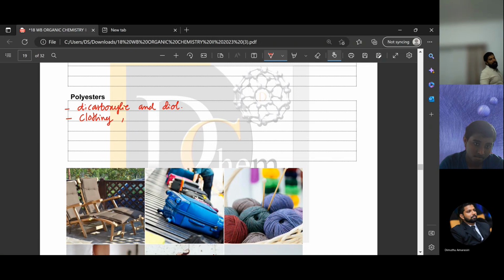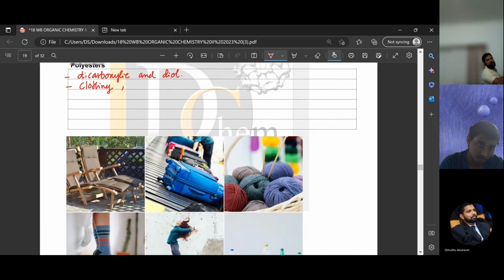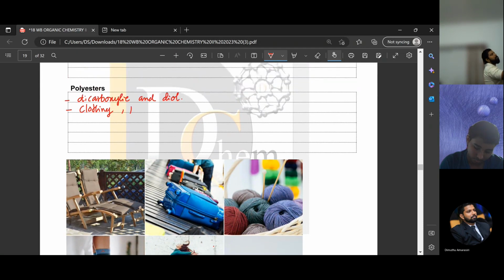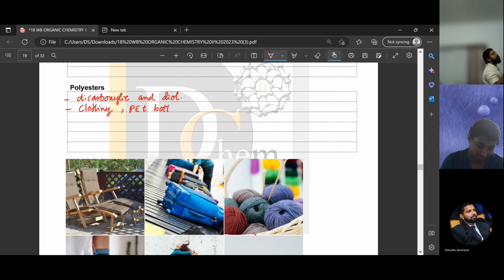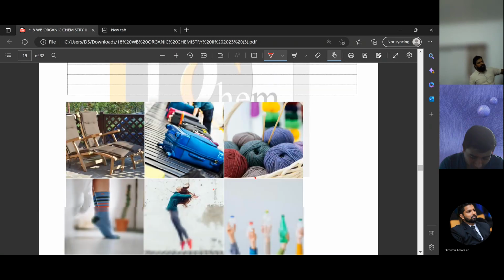And PET bottles, to form PET bottles, right? And also what you call synthetic leather, right? So these wrappings and some plastics are also made of polyester. So you need dicarboxylic acid and diol to react. Those are just basic things I want to mention.